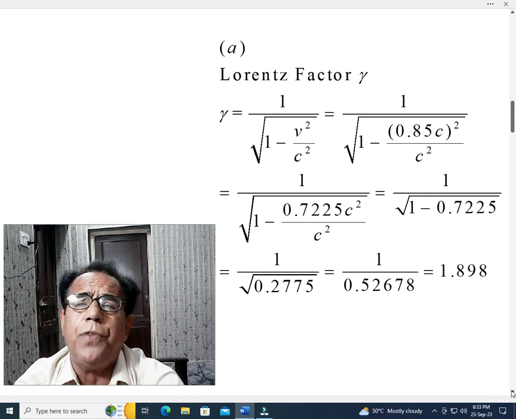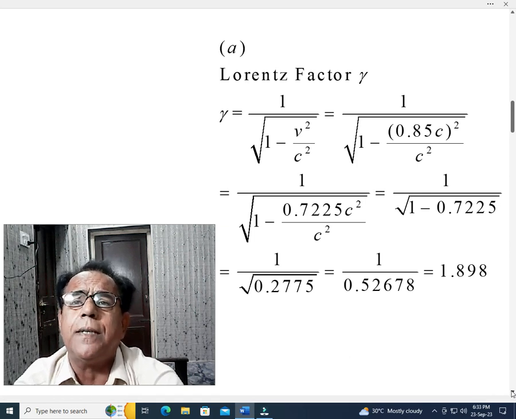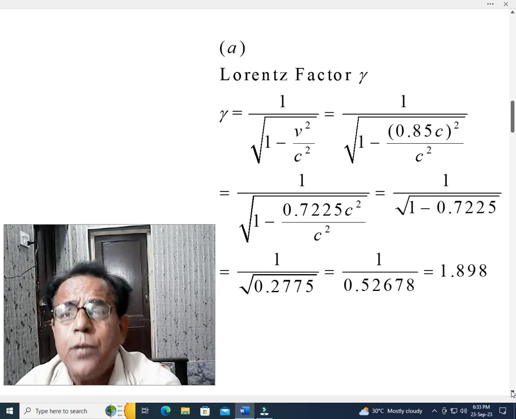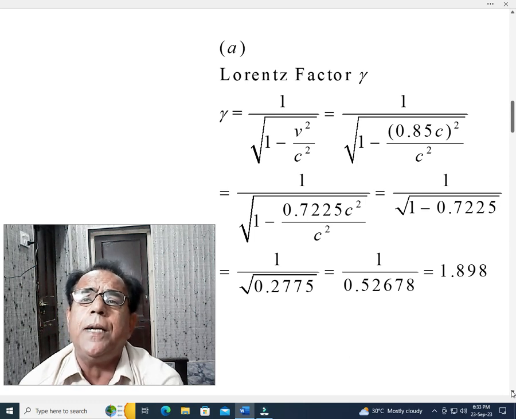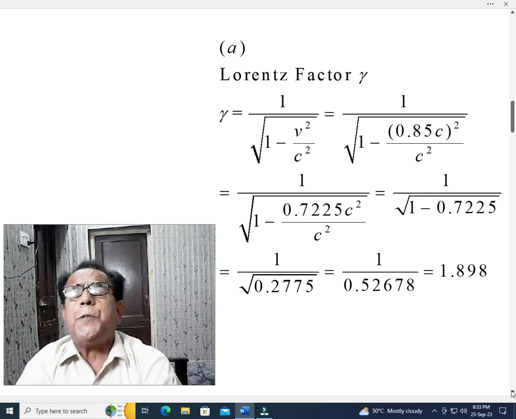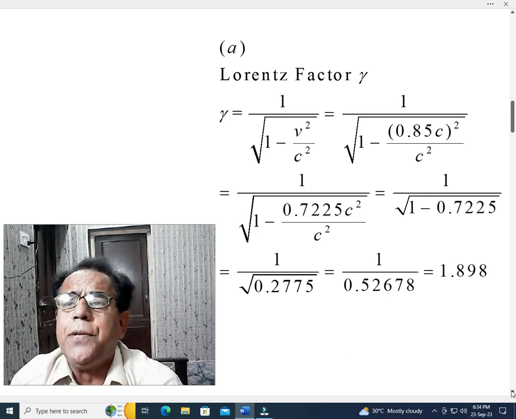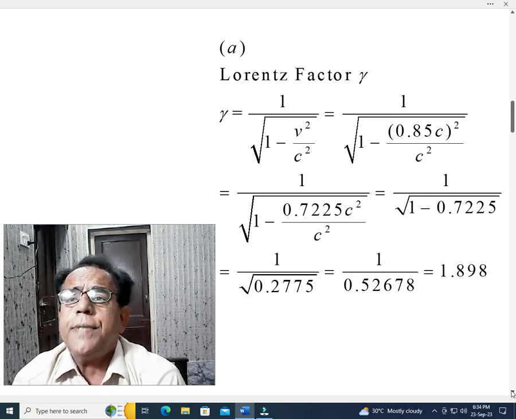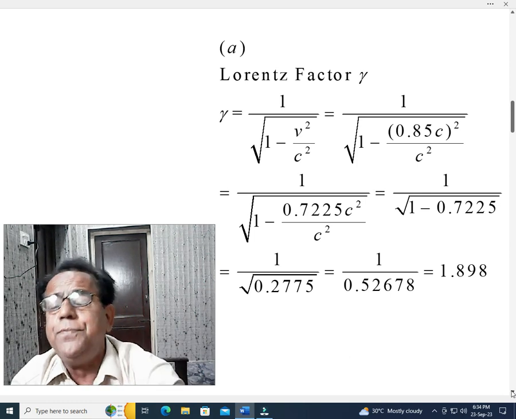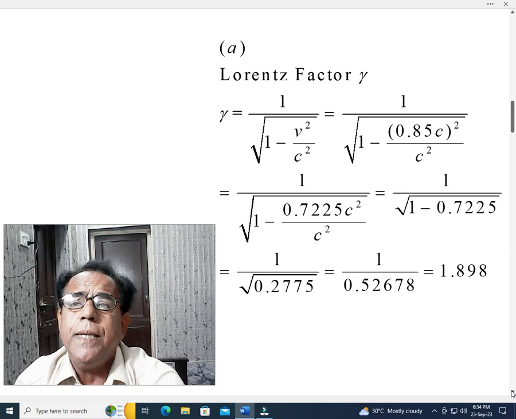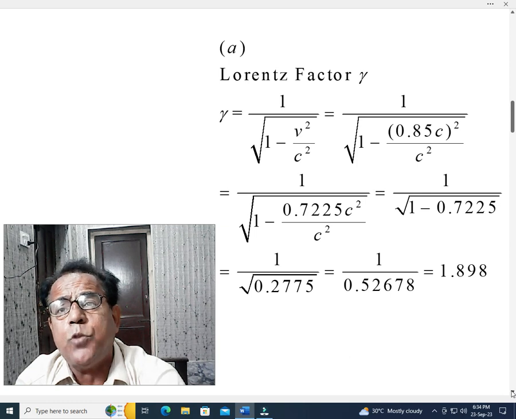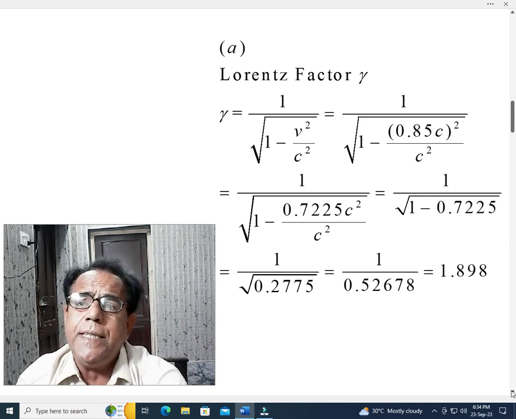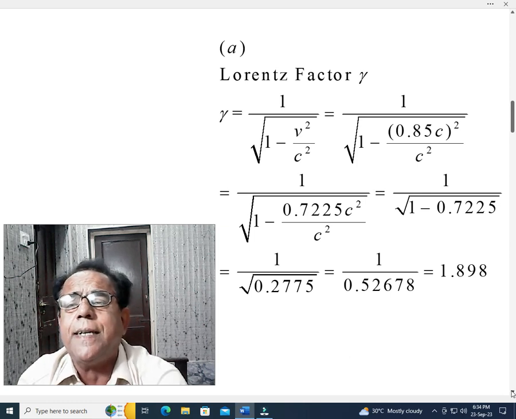In part A, first of all, we find the Lorentz factor gamma. Lorentz factor gamma is equal to 1 over under root 1 minus v square over c square. Here v is the relativistic velocity, which is 85% of the speed of light, that is, 0.85 c, square, divided by c square. Here we have not disturbed c square. C square is as it is, while we have put the value of v in terms of c. Here the velocity is relativistic, and a problem dealing with such velocity falls under relativity.